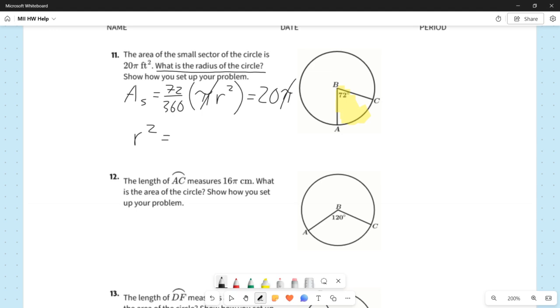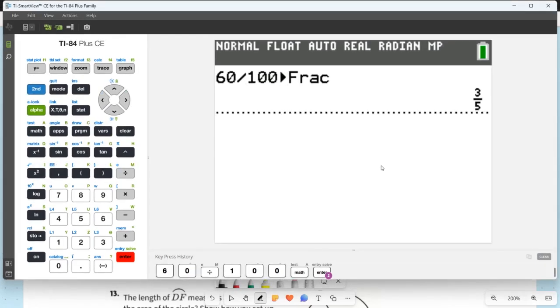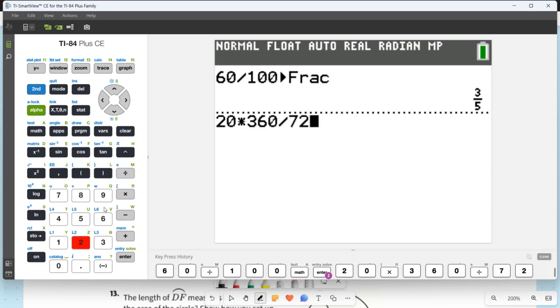So what that means is I have the 20 that was originally there from my original equation. And again, in order to clear out the left-hand side, I multiplied by the reciprocal of my fraction, which we just identified is going to be 360 over 72. So if you're pretty clever here, you might be able to do this in your head, but I'm not going to risk it. So when I type this in, we get 20 times 360 over 72.